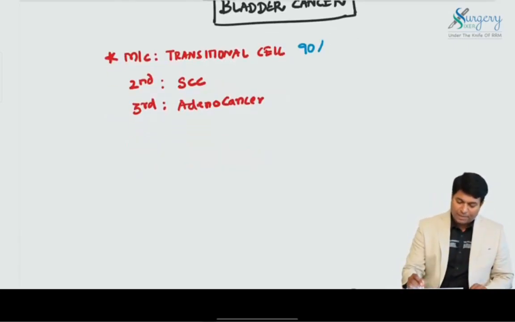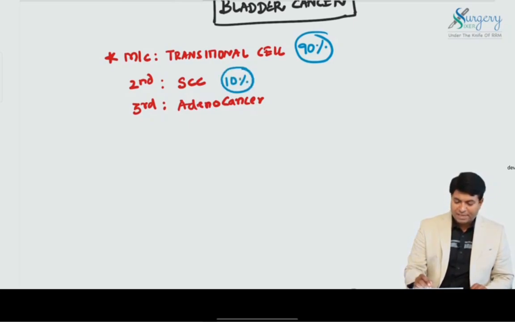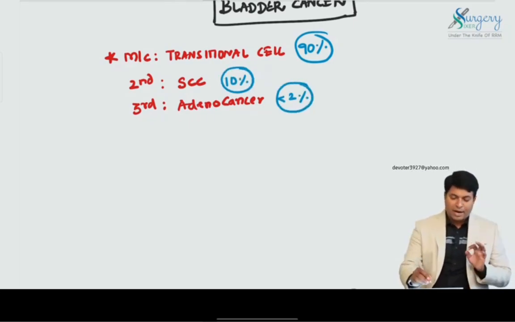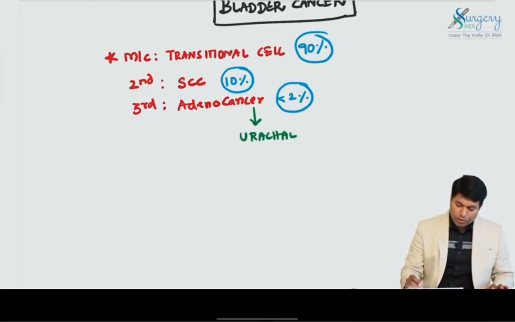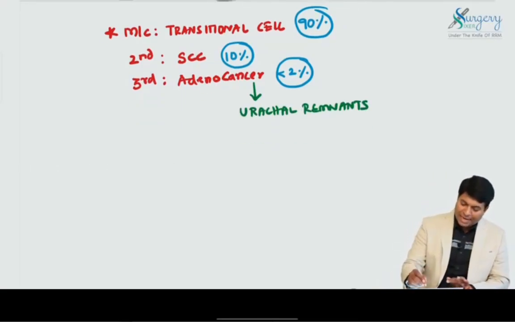90% of the patients will develop transitional cell cancer, 10% will develop squamous cell cancer, and less than 2% will develop adeno cancer. Adeno cancer, if at all, arises from the urachal remnants. Squamous cell cancer is predisposed by what components?